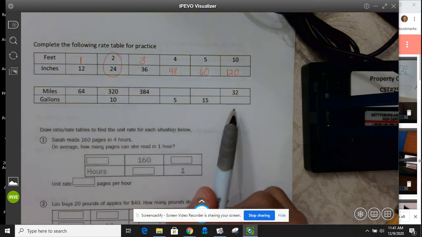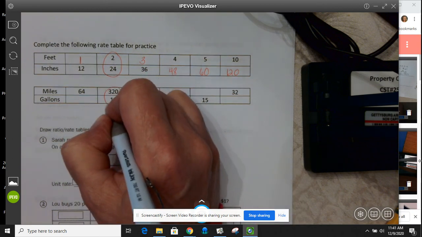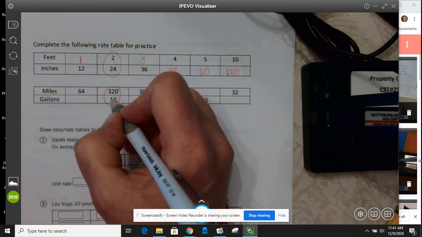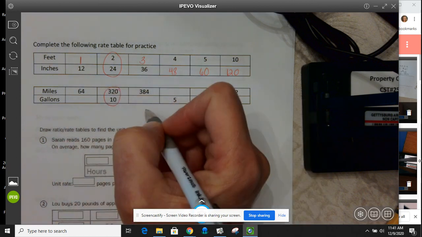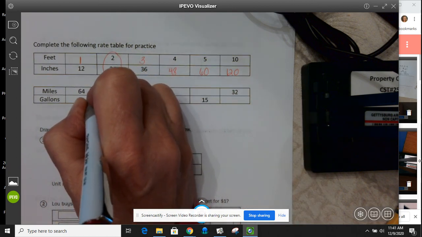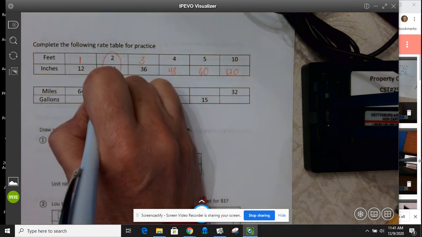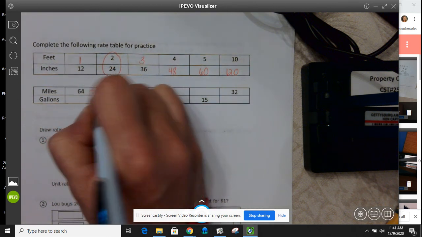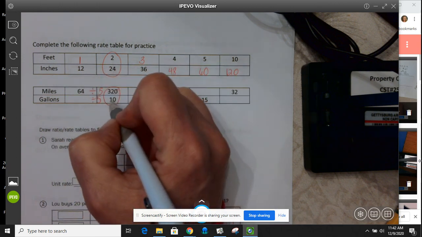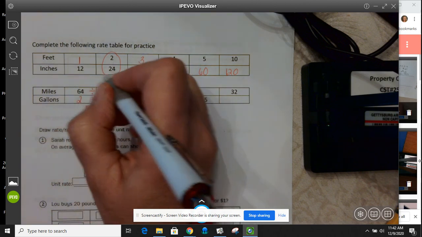Miles to gallon. Now this is a little different because it's not a known for you. Your given is 320 over 10. How do you solve for 64? Well, what do you do with 320 to get 64? You're going to have to divide. So you take 320 divided by 64, and you're dividing it by 5. So you have to divide this by 5. Same thing, just like fractions, 10 divided by 5 is 2.